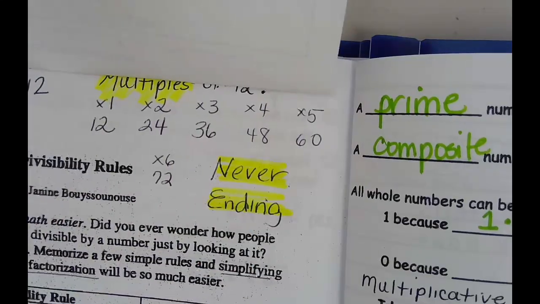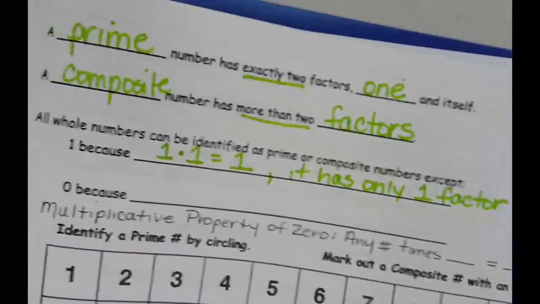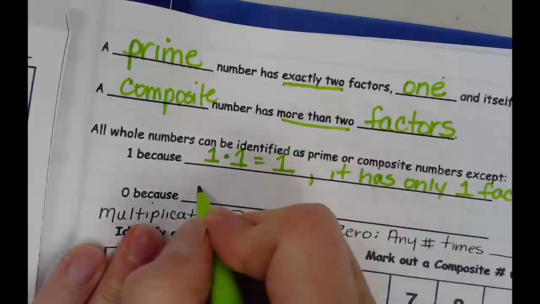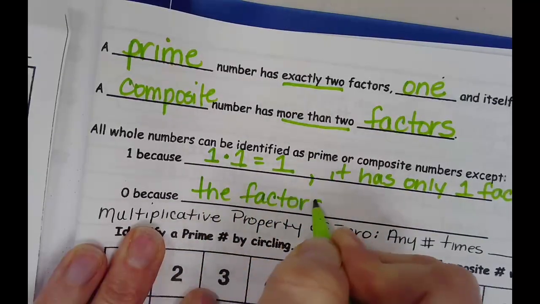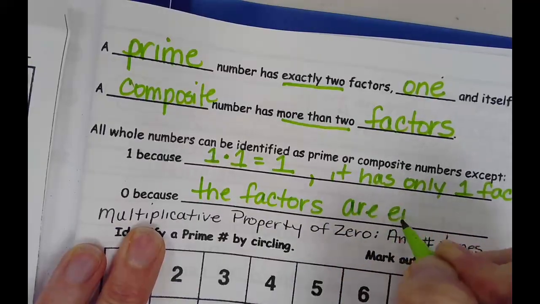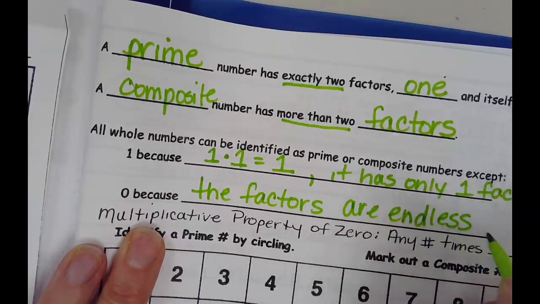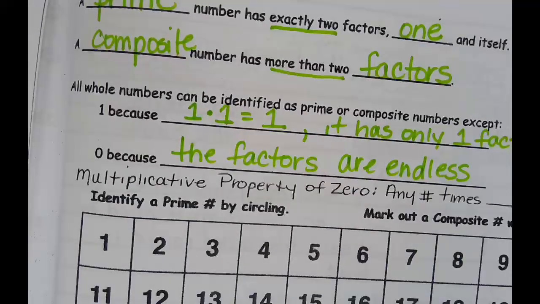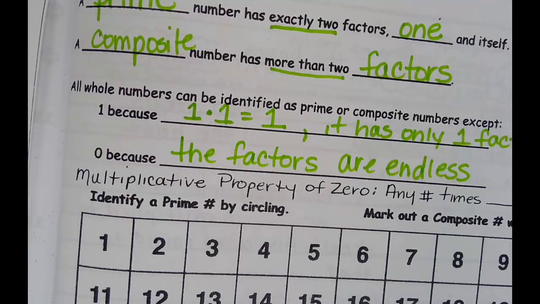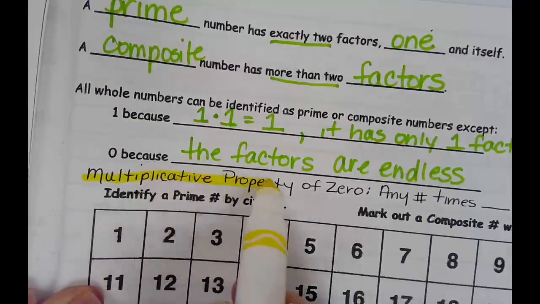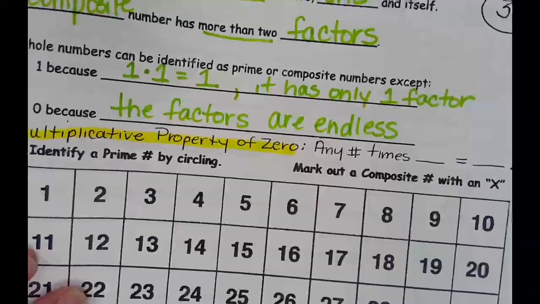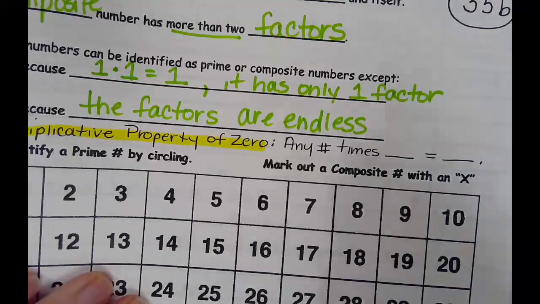We're talking about factors. So 0 is not prime or composite because the factors are endless. No matter what number you multiply it by, you're going to get 0 as an answer. That is a property. Write this down on this page. That property is called the multiplicative property of 0. That says any number times blank equals blank.